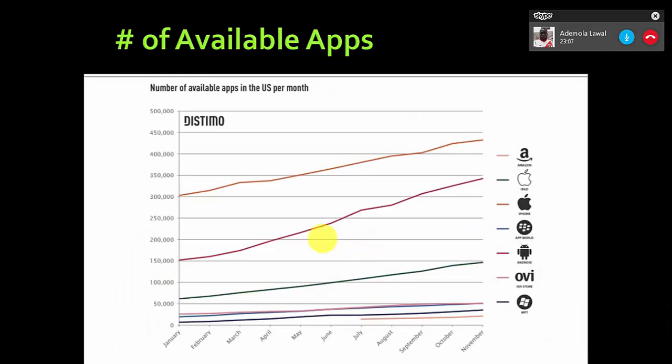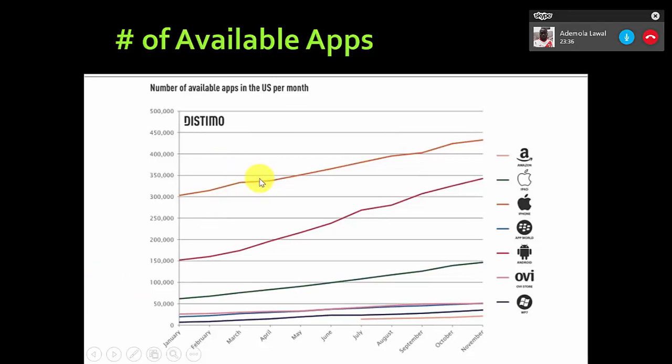I'll talk about the number of available apps. We'll get to see on this slide that iPhone has quite a large number of apps. iPhone and Amazon stores have a very high number of apps, followed by Android and the OVI. And the last on the list, I think, is Amazon and Windows.